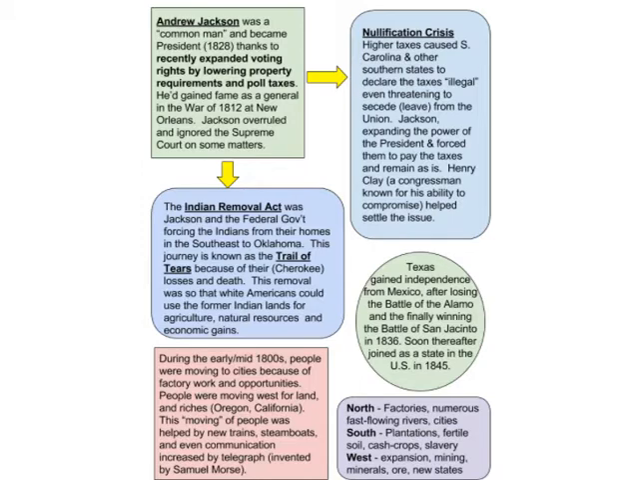So the thing to remember here is that sectionalism is talking about different sections of our country, right? It's starting to section off. We have the West as the big, open, expansive new territory, and new states are beginning to be acquired in the West. And then you have the North, the original North, and then the original South. So the North we want to associate mostly with factories, numerous fast-flowing rivers, and dense urban cities. The South, plantations, fertile soil, cash crops, and slavery. And then the West, expansion, so this growing of new territory and new states, mining, minerals, ore, and as I said before, new states.